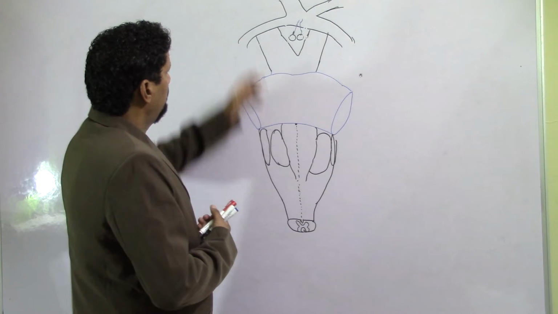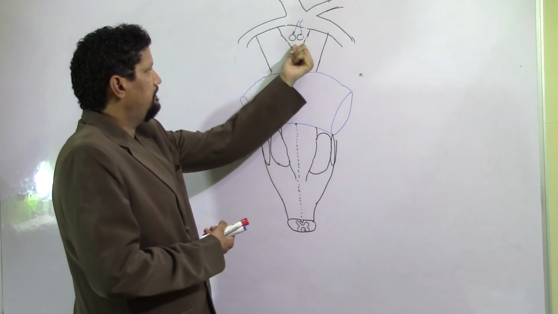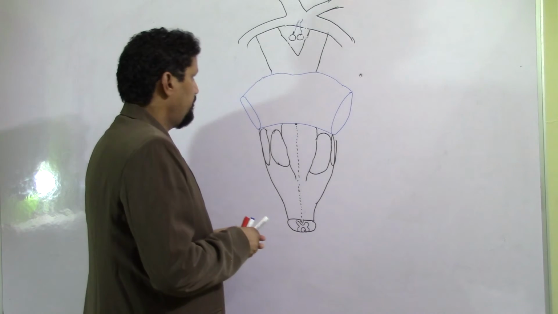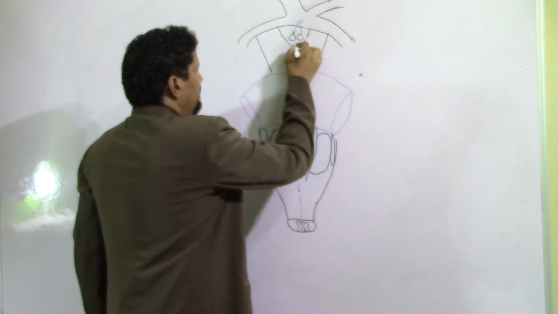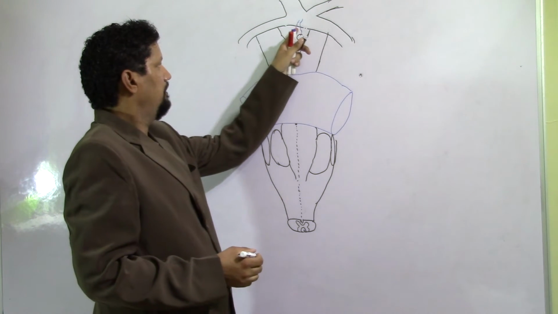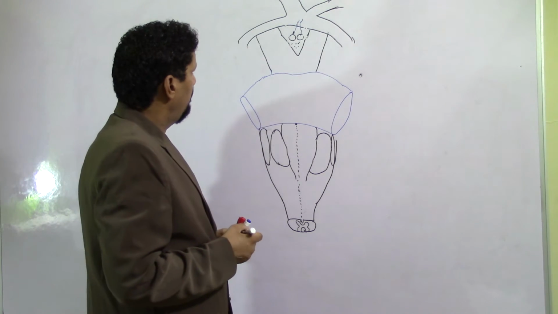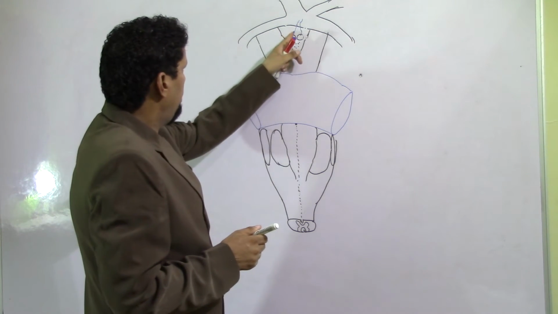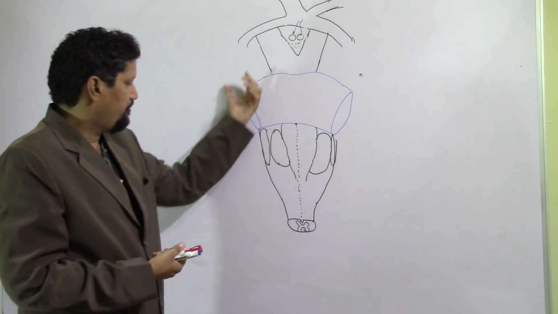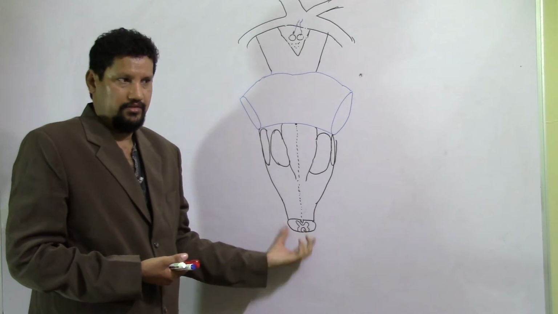So, optic chiasma, optic tract, this is interpeduncular fossa having posterior perforating substance, and the mammillary bodies, the tuber cinereum, infundibulum, and then the stalk of pituitary. So this is the anterior view of the brainstem and upper part of the spinal cord.